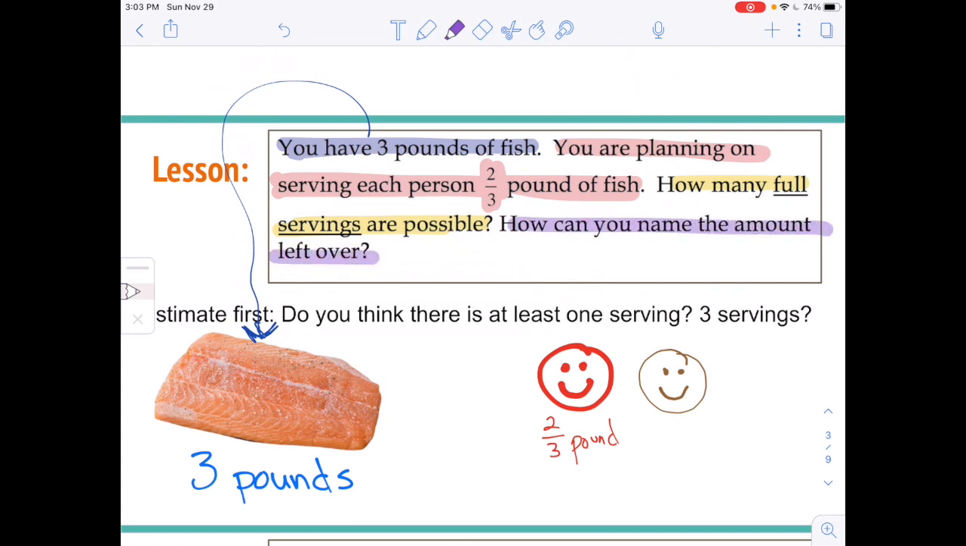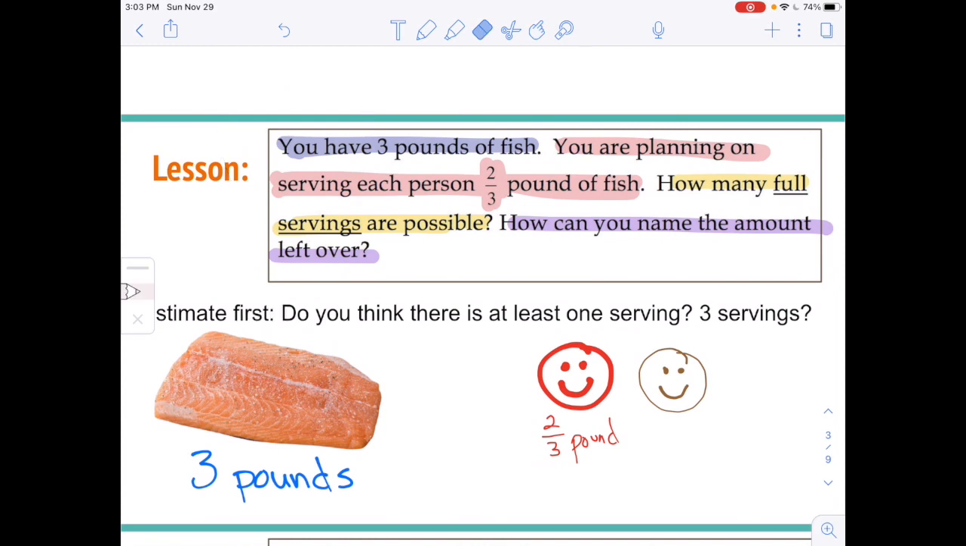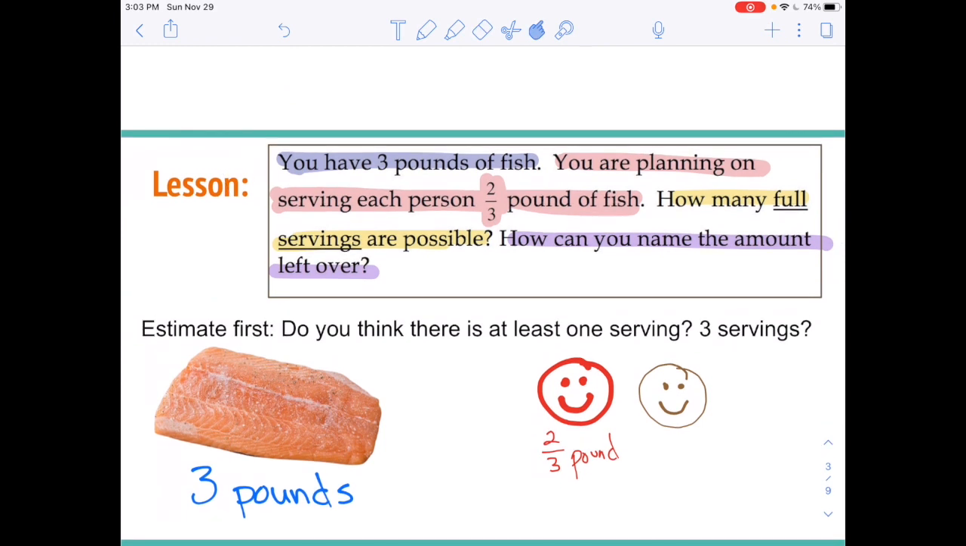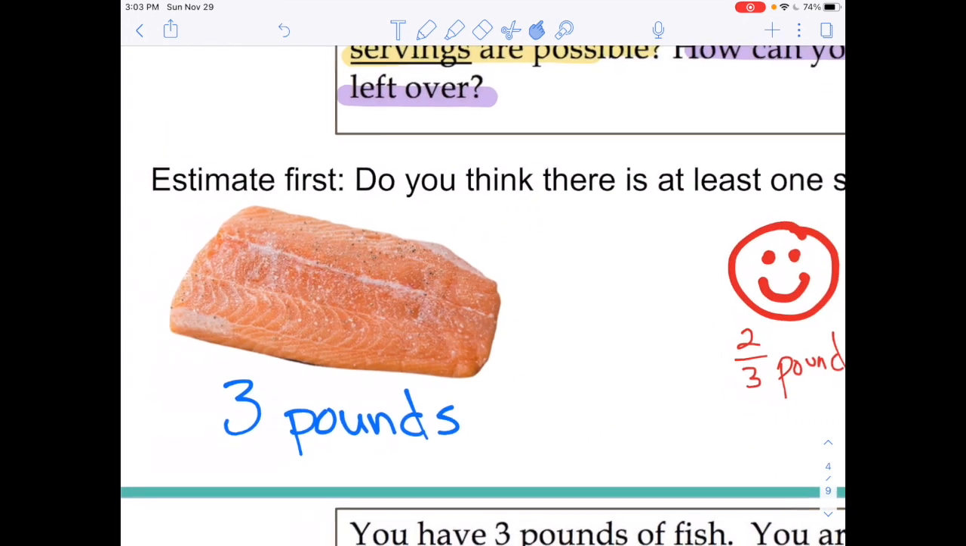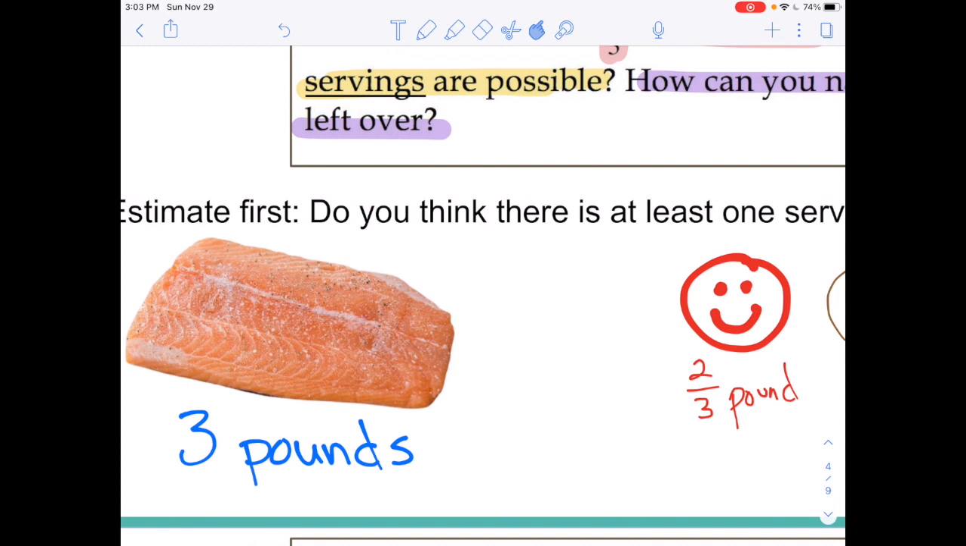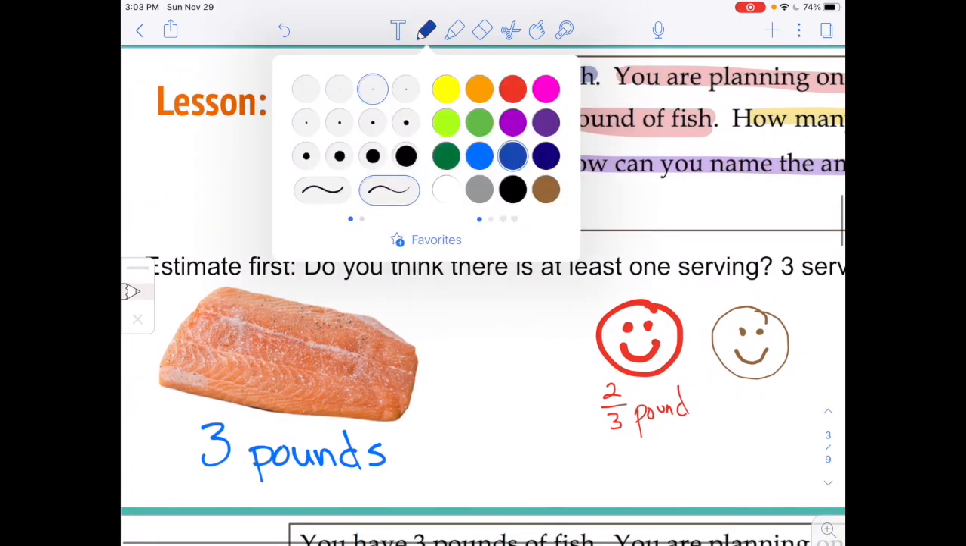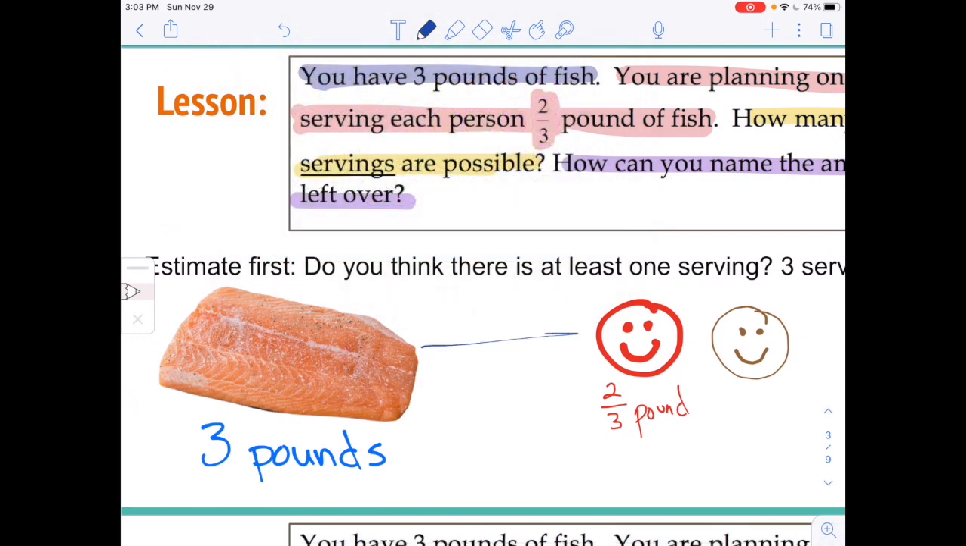All right, so I'm going to do some estimating first. Get rid of that arrow. Estimating first. Do you think there is at least 1 serving? Do I think there are 3 servings? So here's my fish. I have 3 pounds of salmon. Here's my first person. That person gets 2/3 of a pound. That person loves fish, so he's got a happy, smiley face on. All right, so 2/3 of a pound is less than 3 pounds, so I can definitely serve 1 person. I'm going to draw an arrow. I can serve this person.